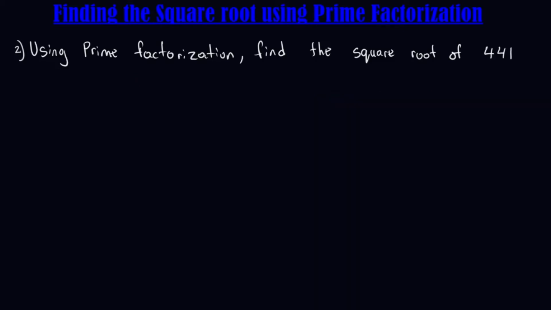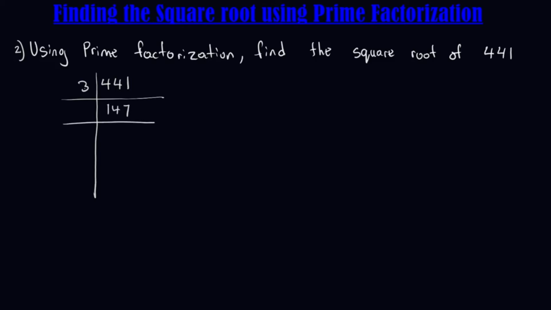So the second example that we have is to find the square root of 441. So this one will be a little bit easier. I'm going to use the ladder or the table method to find the prime factorization for this number. So here we go. The smallest prime factor that can go into 441 is 3. 3 into 441 gives us 147.